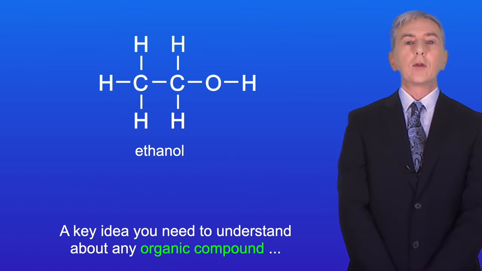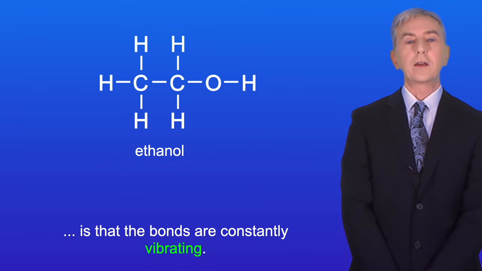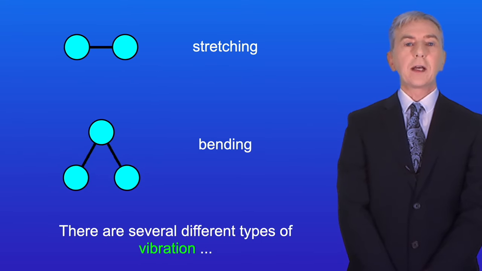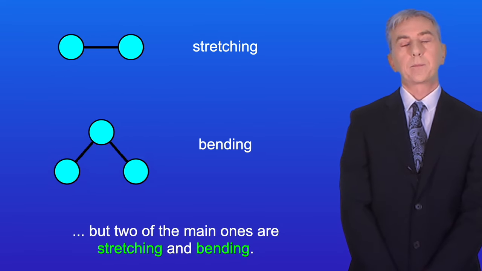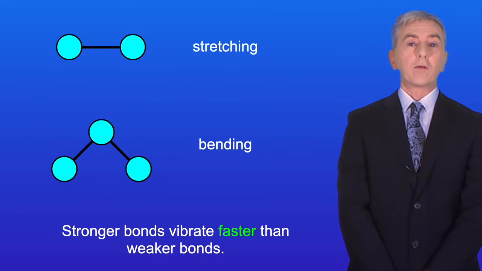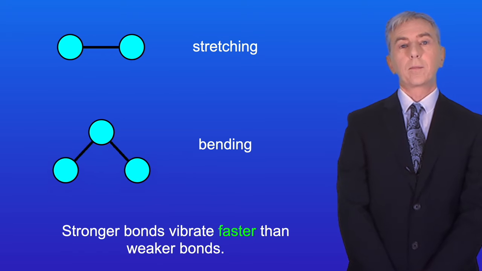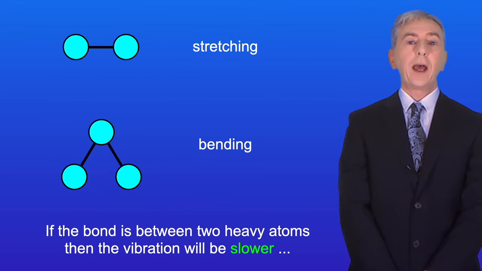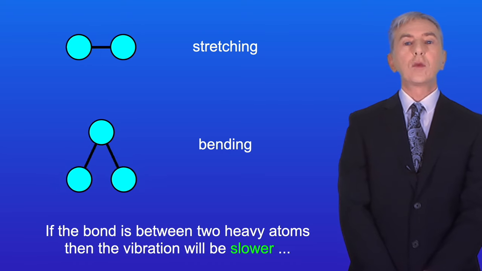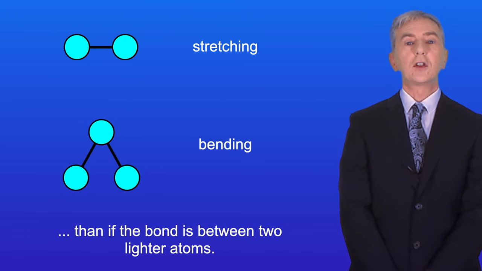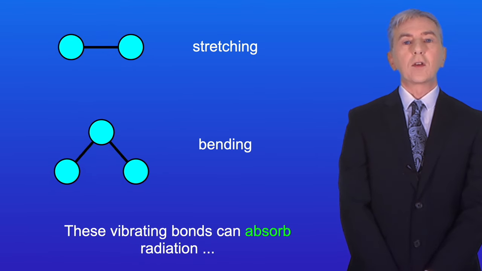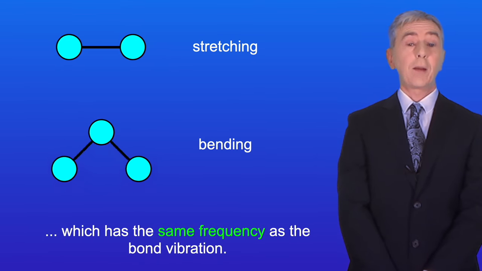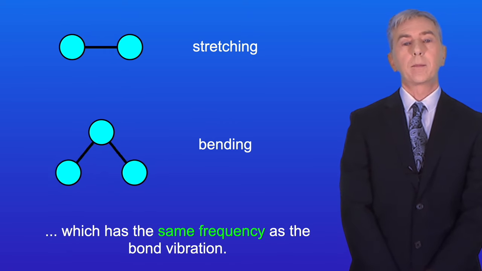Now, a key idea you need to understand about any organic compound is that the bonds are constantly vibrating. There are several different types of vibration, but two of the main ones are stretching and bending. Stronger bonds vibrate faster than weaker bonds. And if the bond is between two heavy atoms, then the vibration will be slower than if the bond is between two lighter atoms. Now, these vibrating bonds can absorb radiation, which has the same frequency as the bond vibration.